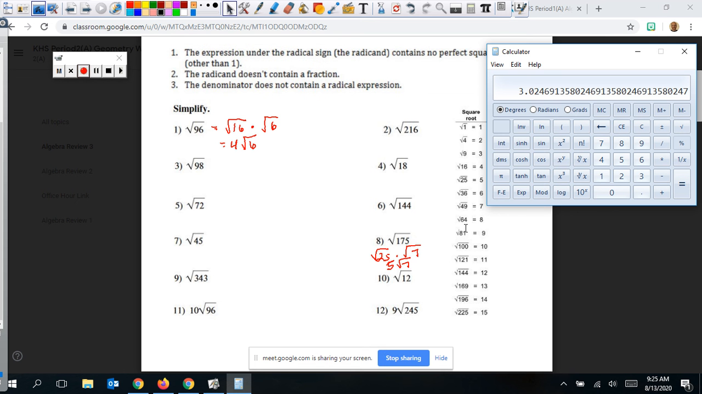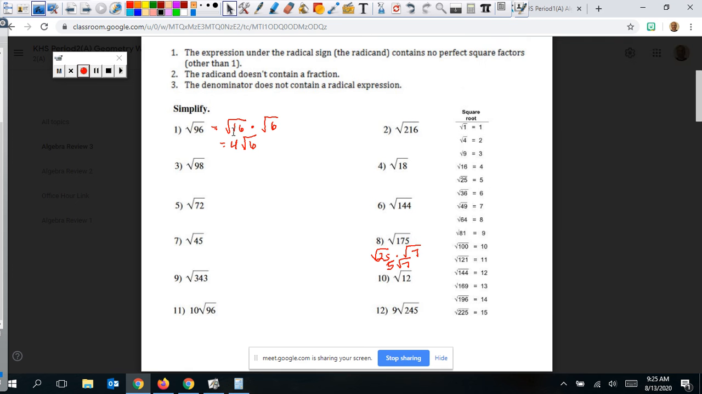64. Probably not 64, because it ends in a 4, so that's always going to be an even number, and this one ends in a 5. So I wouldn't think that one. 49 might. So 245 divided by 49. That one does, 5 times. There it is. So that's the number we want. Let's go ahead and use that one.